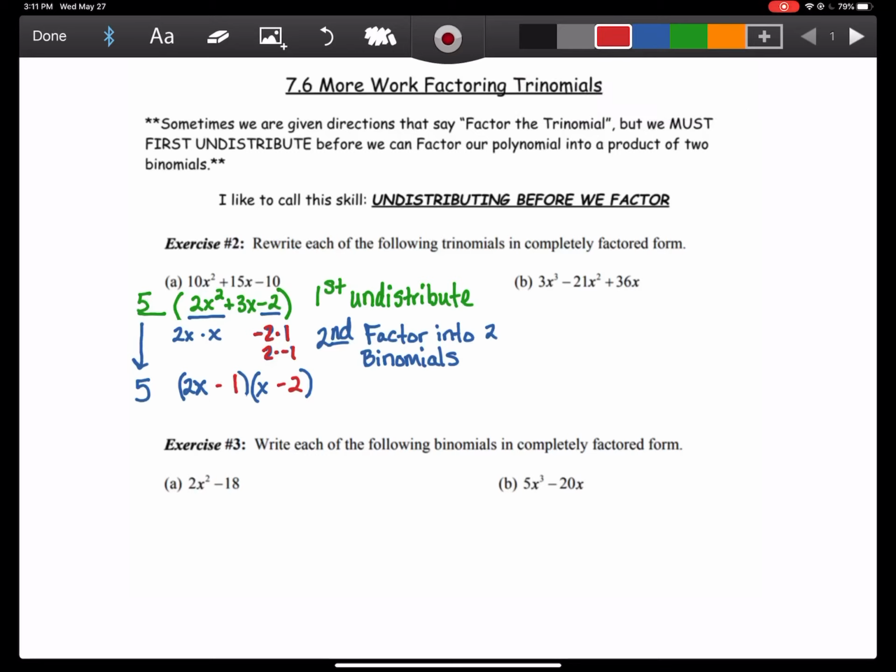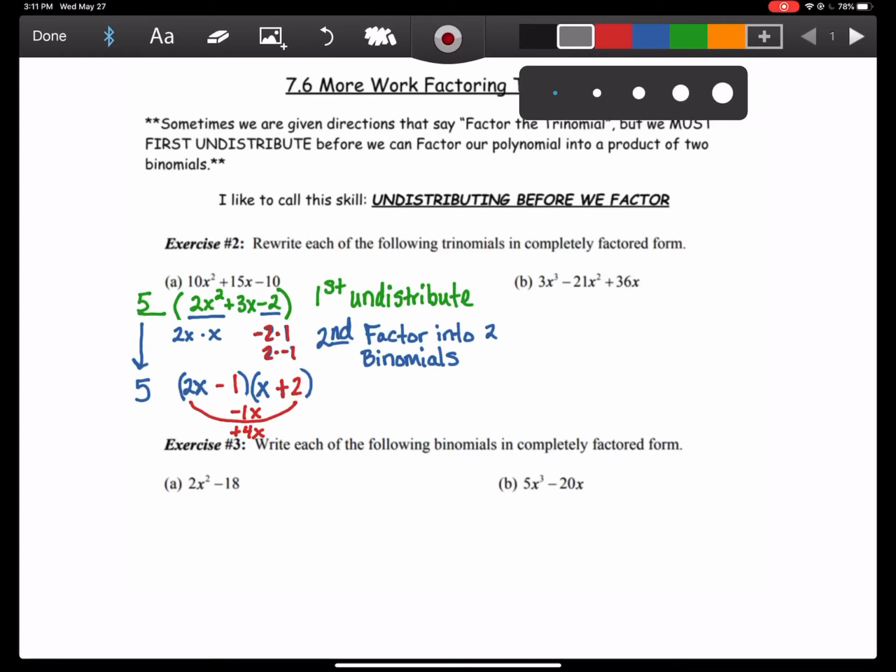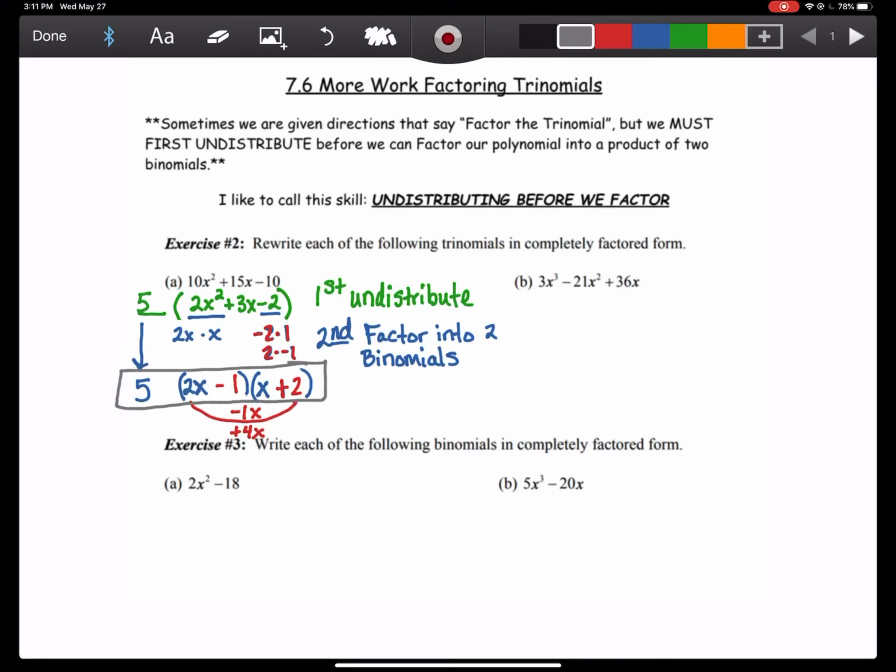So 1 has to be here, but it's got to be negative. And we need our 2 to be positive. Check it out. That's +4x and -1x, and that totals up to be +3x, which is what we want. Okay? So that is the answer. I'm going to box out the whole thing, the 5 and the 2 binomials, the whole thing.